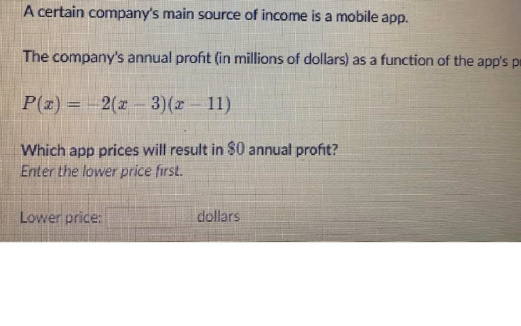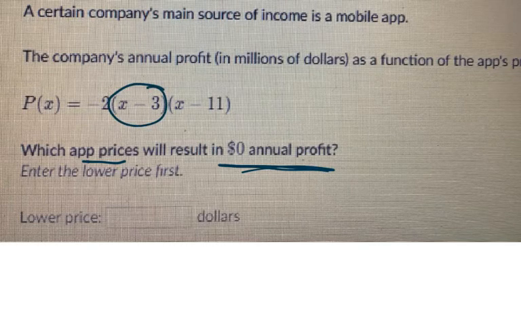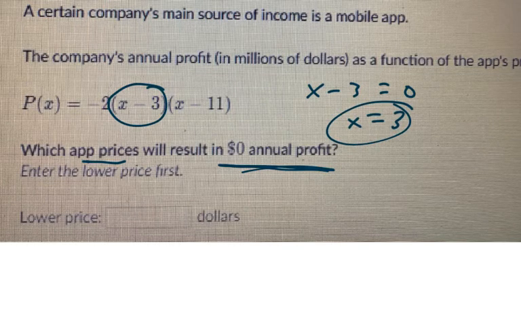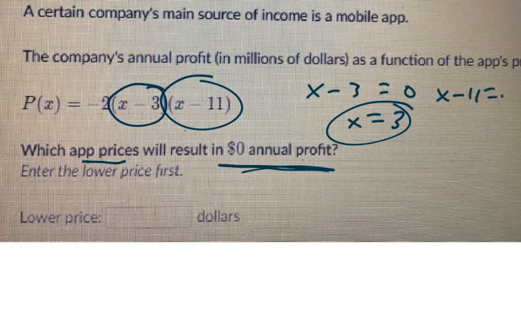Guys, this time they want to know which app price will result in 0 profit. So guys, they're telling you solve for 0. So guess what? What makes this 0? X minus 3 is 0 if x equals 3. What makes this 0? X minus 11 equals 0 when x equals 11.